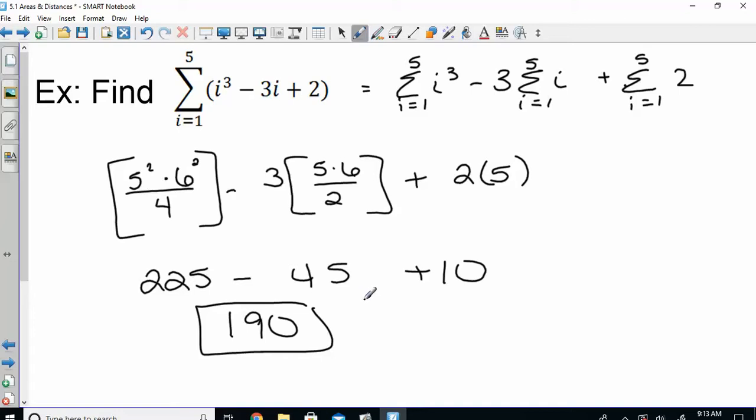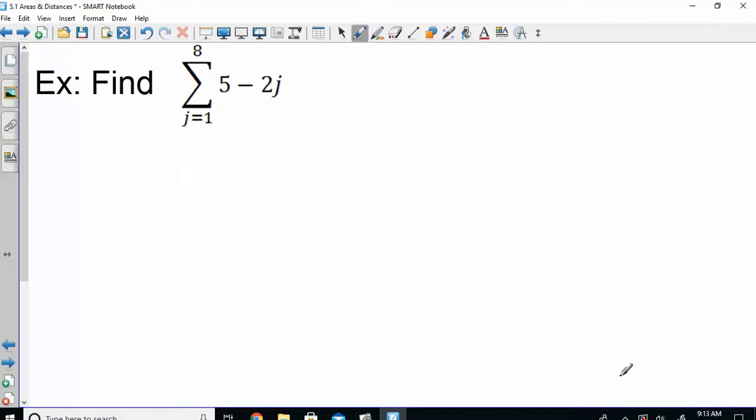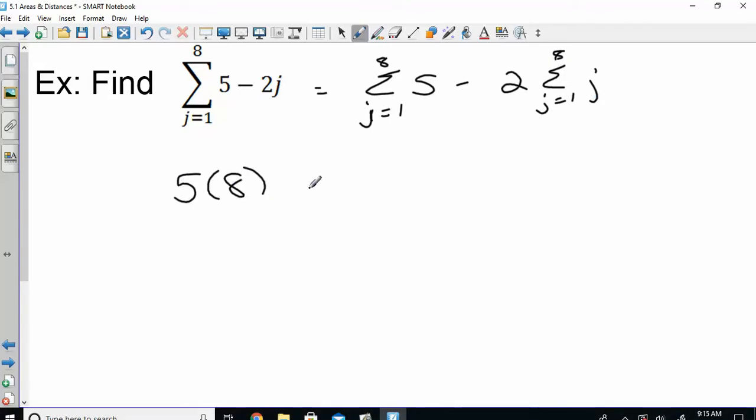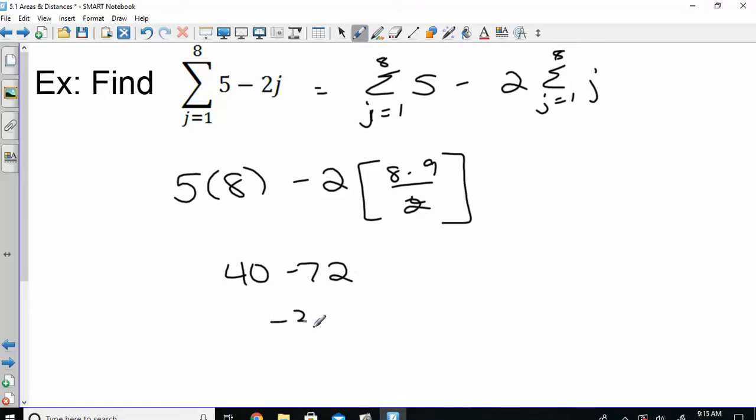Why don't you guys try the next one on your own? See if you can get it. Good. So if you do this, you're going to add up 5 minus 2 times the sum of j, so you get 5 times 8 minus 2 times 8 times 9 over 2. So 40 minus 72 is negative 32. All right, let's look at the next one.